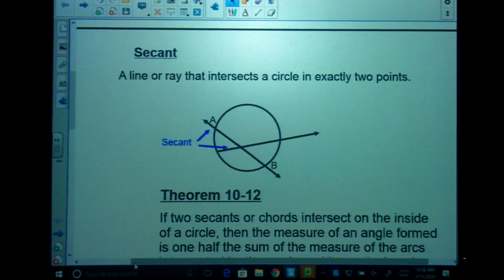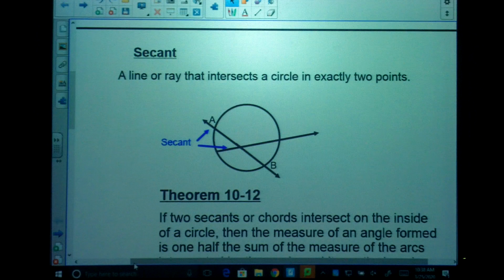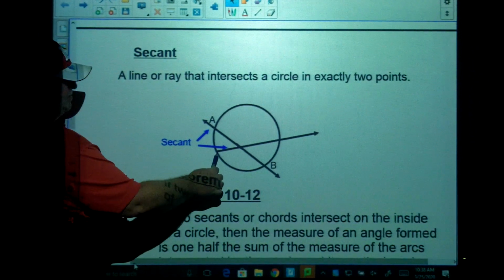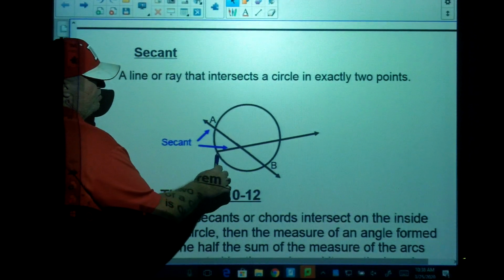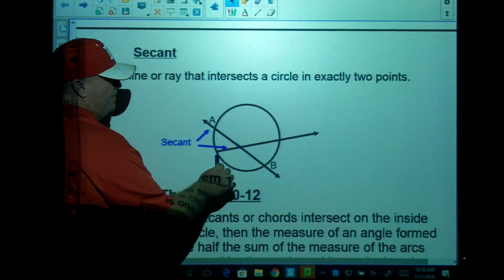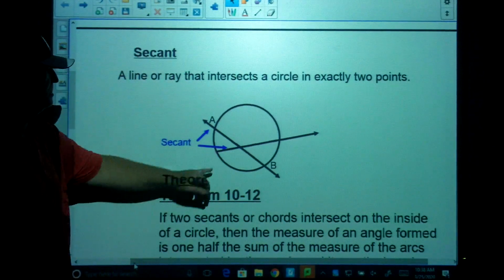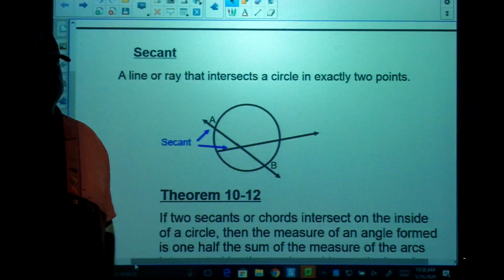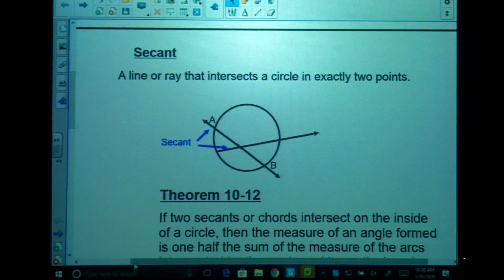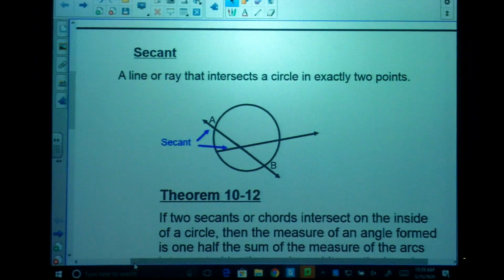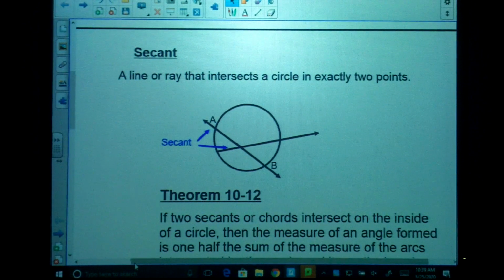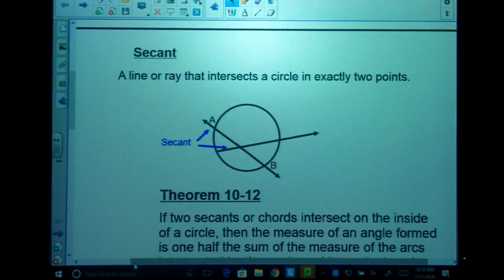So if you have a secant, you're going to have a ray. Now a ray starts at one point and goes forever in one direction. Because this ray starts here on the circle and continues forever in one direction, it actually has 2 points on the circle. So that makes it a secant because it goes on forever. With a line, when it goes through like that, it is going through the circle in 2 different directions, so it intersects at exactly 2 points. That's what also makes it a secant.